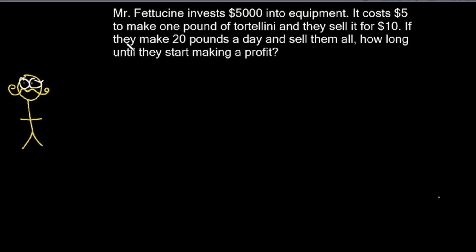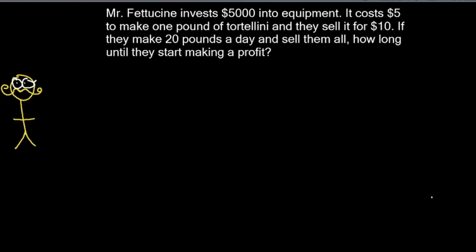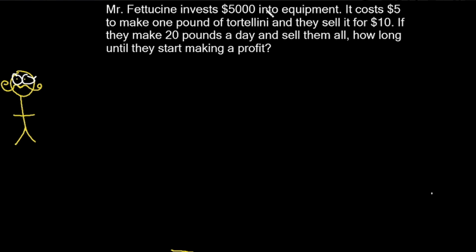Let's try a word problem. Here we have Mr. Fettuccine, and he just started a pasta restaurant where he makes tortellini. If Mr. Fettuccine invests $5,000 into equipment, and it costs $5 to make each pound of tortellini, and they sell each pound for $10. So if they make 20 pounds a day and sell all of them, how long until they start making a profit?